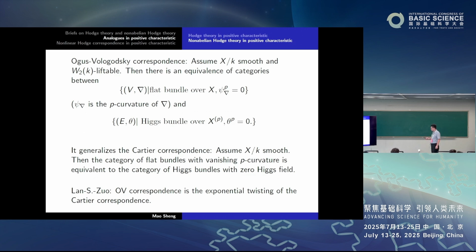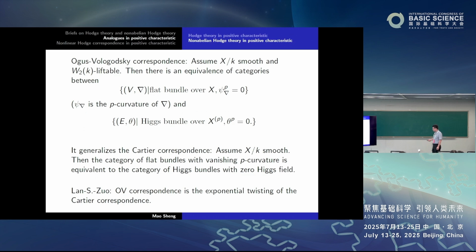But without p-curvature, I mean with p-curvature vanishing, this correspondence is a very classical theorem, the so-called Cartier descent. This is the category of flat bundles with vanishing p-curvature and the category of Higgs bundles with zero Higgs field, which is just the category of vector bundles. You can formulate this as solving for the flat sections of a connection in KXP. Usually you don't have the full rank solution. But Cartier said that the obstruction is the p-curvature. When the p-curvature is 0, then you have a full rank solution.